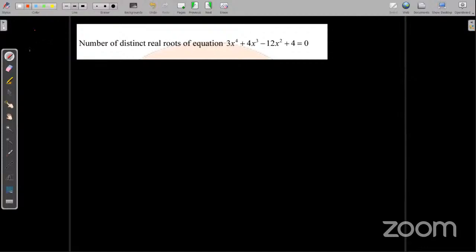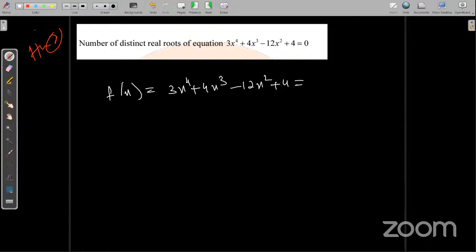And now what is the other question? Take this as a homework. And if you ask me how to do it, guys, this f of x here is given to us: 3x power 4 plus 4x cube minus 12x square plus 4 is equal to 0. What is f dash of x, guys? What is f dash of x we are getting here?